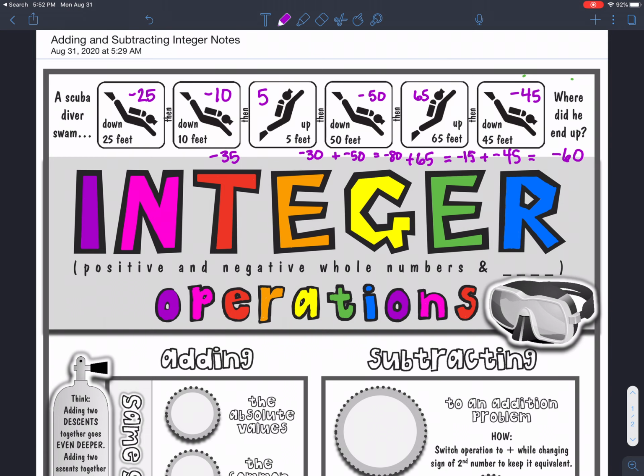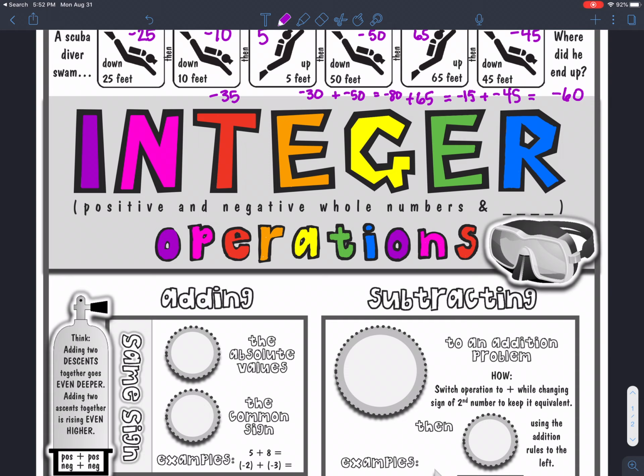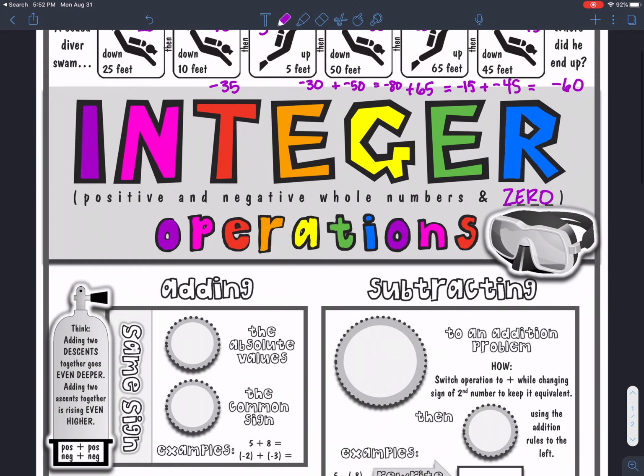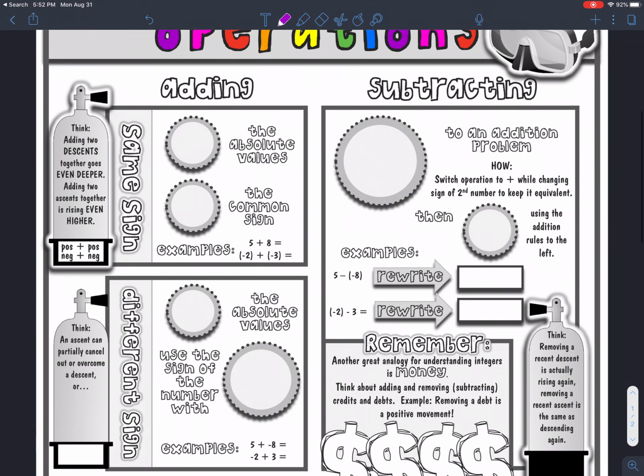Okay, and moving right along. Positive and negative integers are positive and negative whole numbers, and then also 0 is an integer. So make sure you're including 0 in your definition of integers, which is something you already know. All right, now moving on to what do we do with integers when we have them. So there are a bunch of different situations with integers, but for right now, let's talk about addition problems.